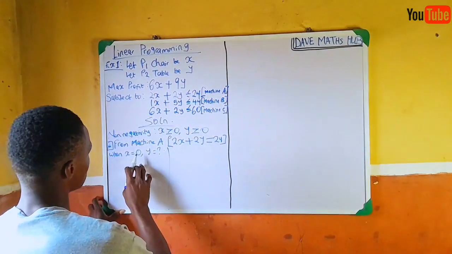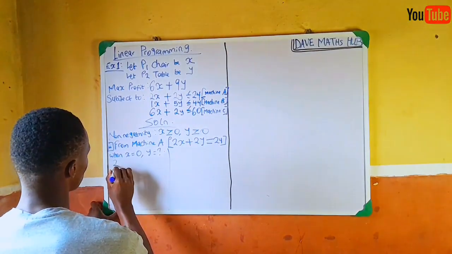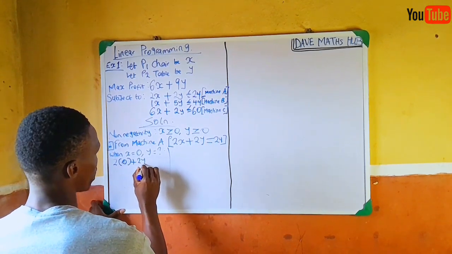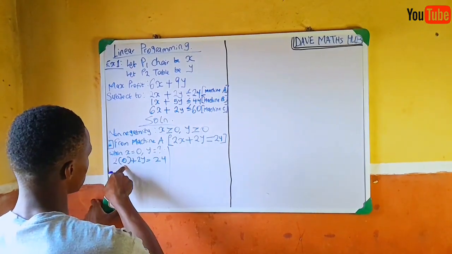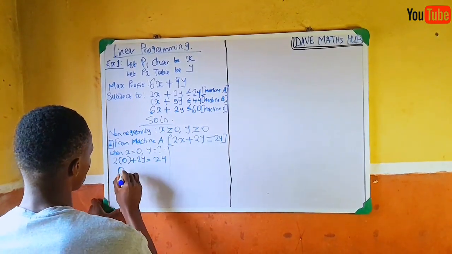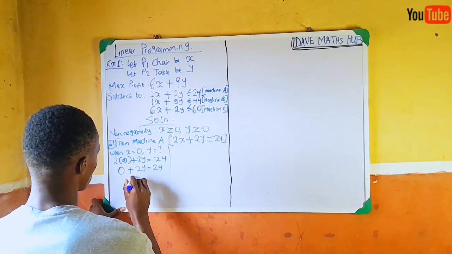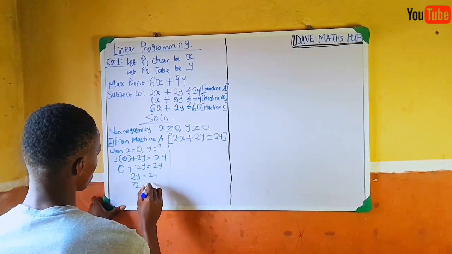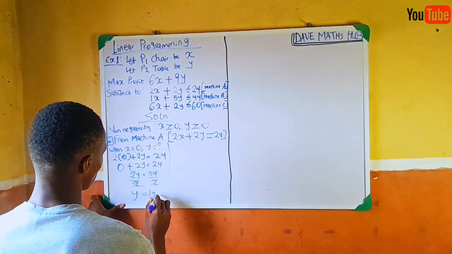So, when x is 0, we'll start substituting and computing. We have 2 times 0 plus 2y equals 24. So now we have to find y. We've made x 0. 2 times 0 is 0, plus 2y equals 24. 0 plus 2y gives us 2y equals 24. To get y, divide both sides by 2. Y is equal to 12.